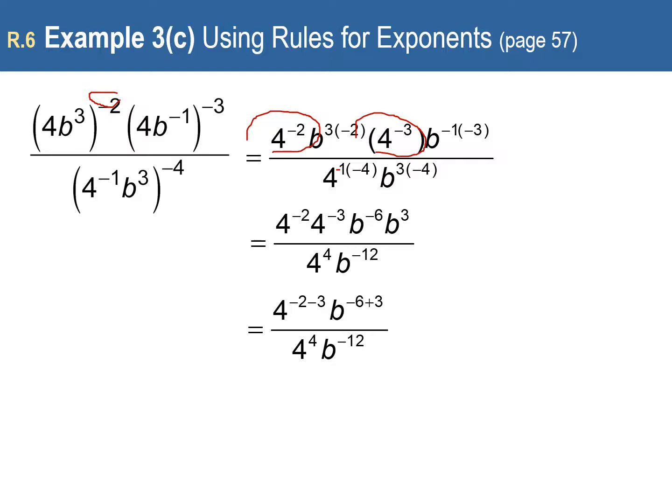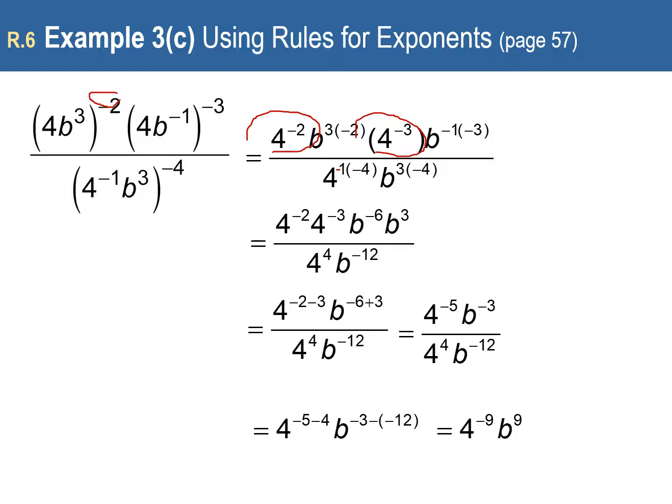Collecting our 4's and b's together, this is 4 to the negative 2 minus 3, b to the negative 6 plus 3, divided by 4 to the 4th, b to the negative 12. Simplifying this, I get 4 to the negative 5, b to the negative 3, divided by 4 to the 4th, b to the negative 12. Collecting all the terms now up in the numerator, I'm going to wind up with 4 to the negative 9, getting rid of negative exponents. I have b to the 9 divided by 4 to the 9.